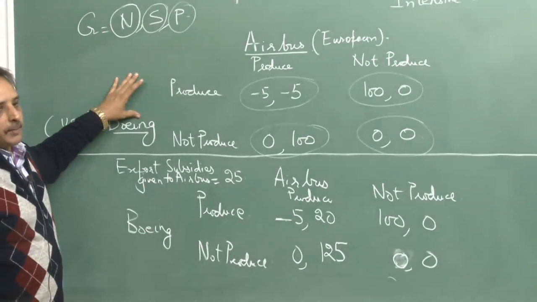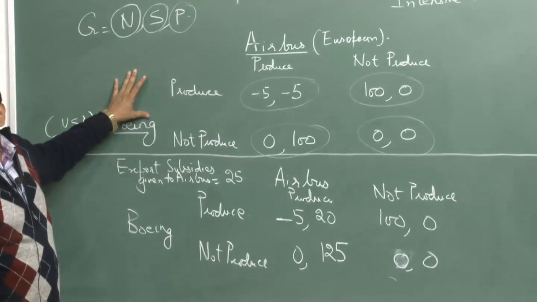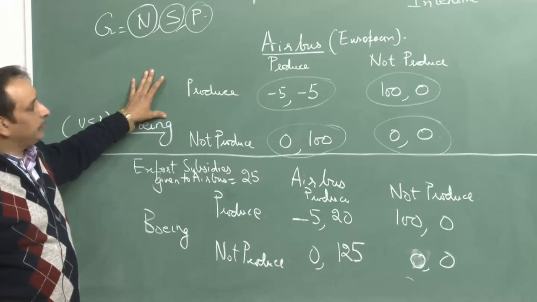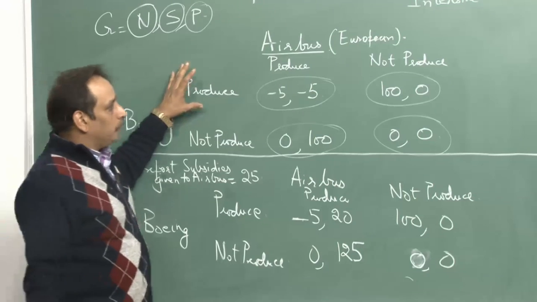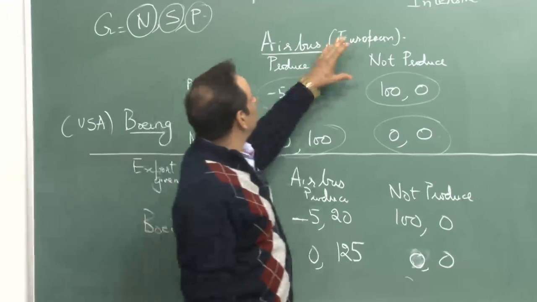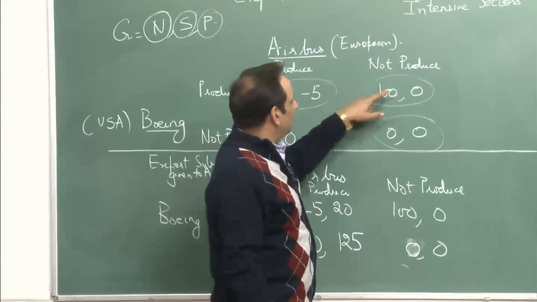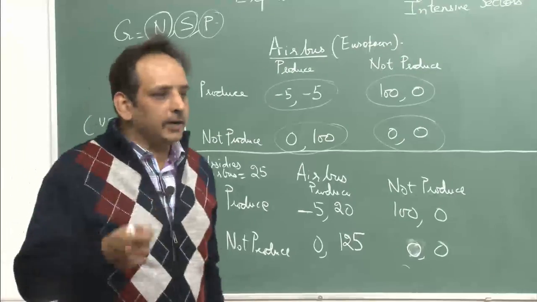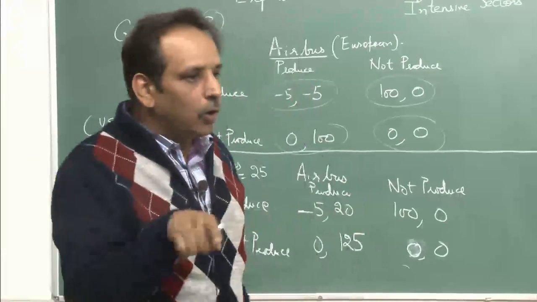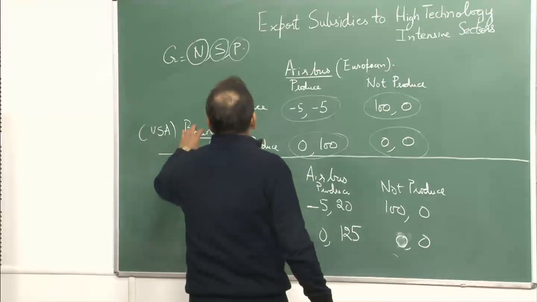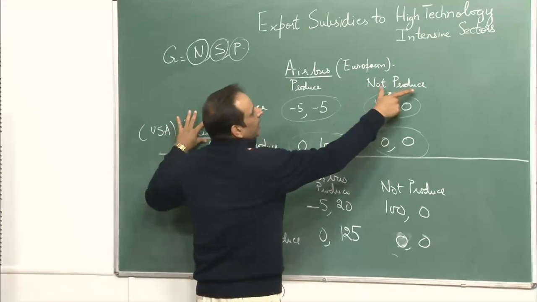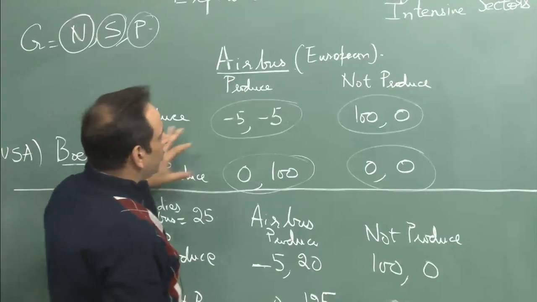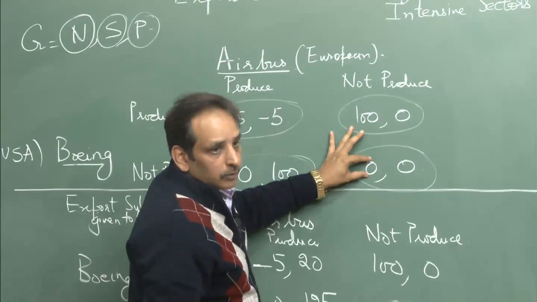So you can see that this game has multiple equilibria, it has two Nash equilibria. Can you look at which are the two? Boeing produces, Airbus doesn't produce, 100 and 0. Why? Because remember, Nash equilibrium is that by unilaterally deviating, all players should become worse off. So if Airbus keeps playing its Nash equilibrium strategy, not produce, and Boeing moves from produce to not produce, it would lose 100 to 0.